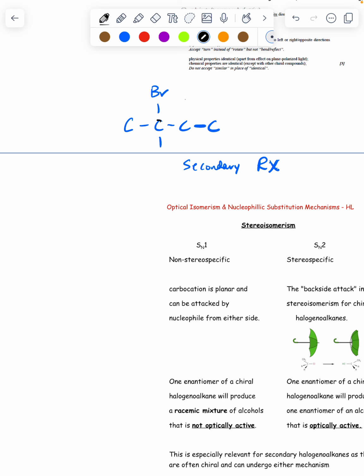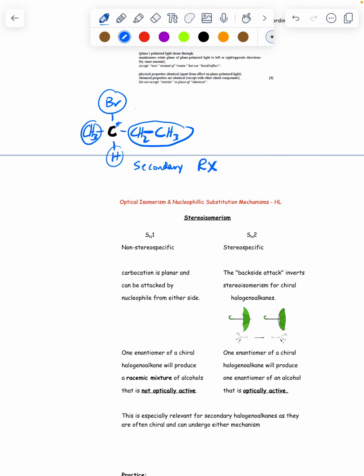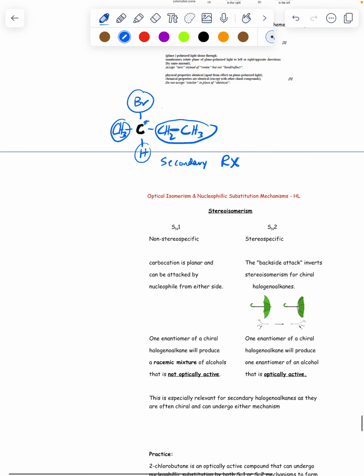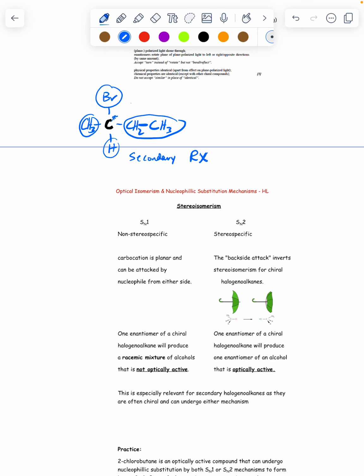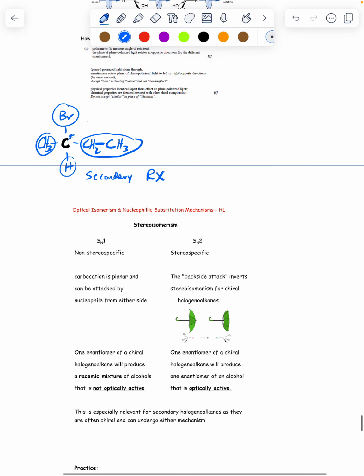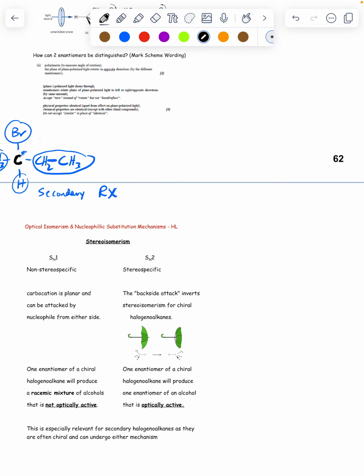So this carbon here has 4 unique attachments. It has a CH3 group on the left. It has an ethyl group on the right. It has a hydrogen, and it has a bromine. And so as a result, it has 4 distinct attachments, and it is chiral. And so we know that that means it can exist as these mirror images of each other. So we could practice drawing those enantiomers here.